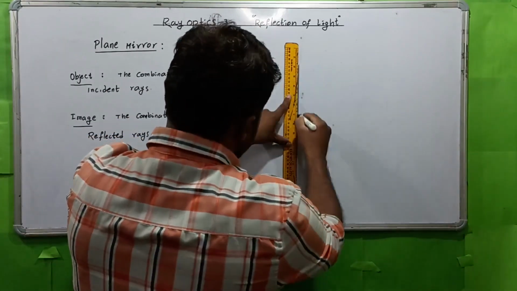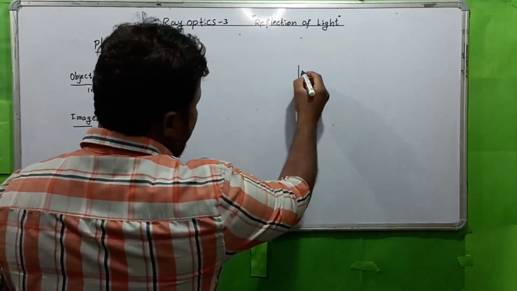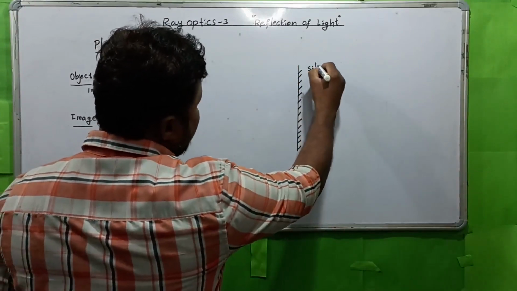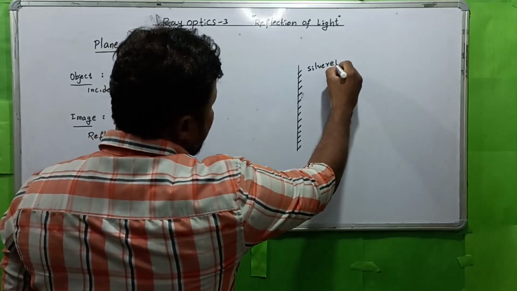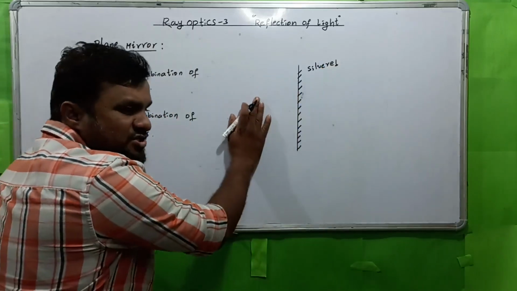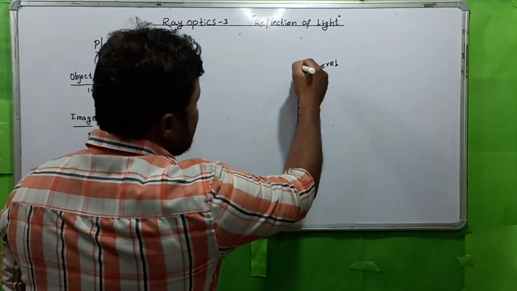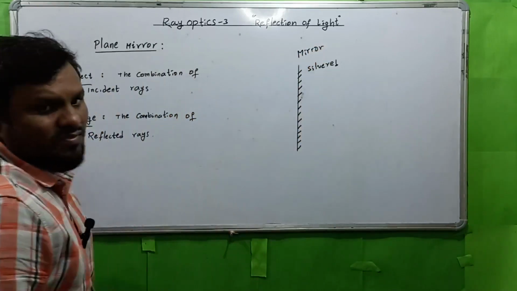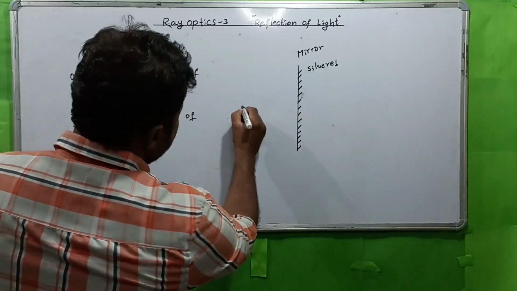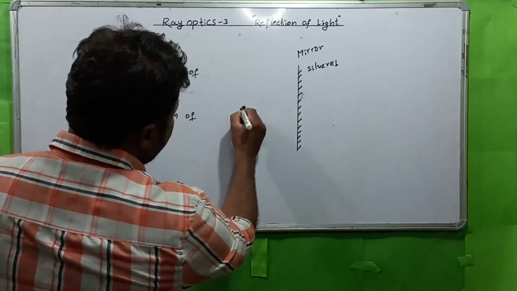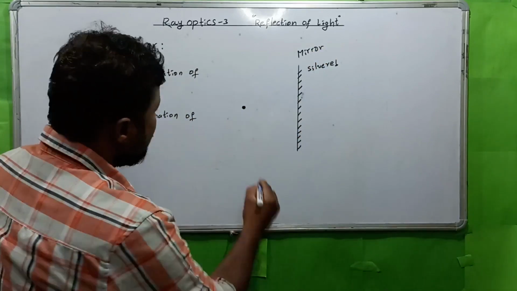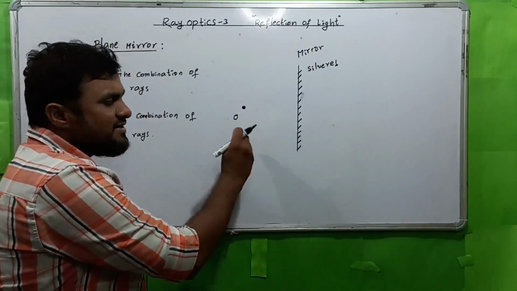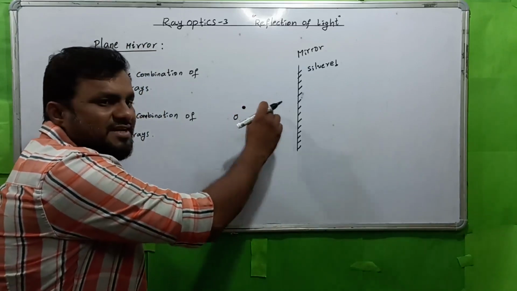Let us suppose this is a glass surface. I silvered or polished one side. Automatically the other side reflects, so now it will act like a mirror. Imagine any point object in front of the plane mirror. O is the object. We know that from the object, light is incident and reflection takes place.